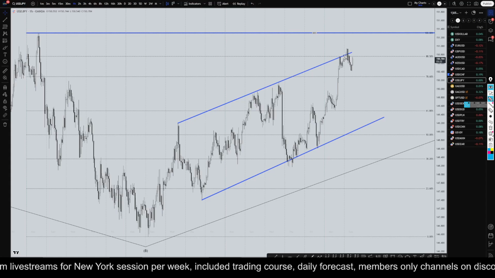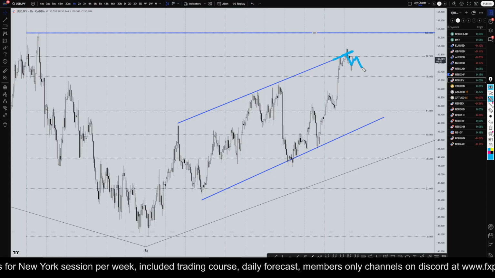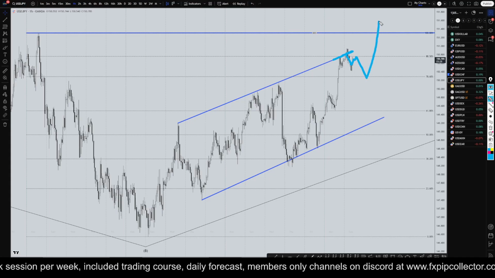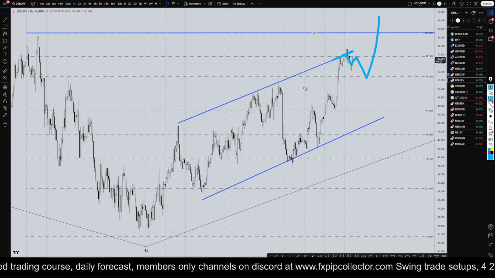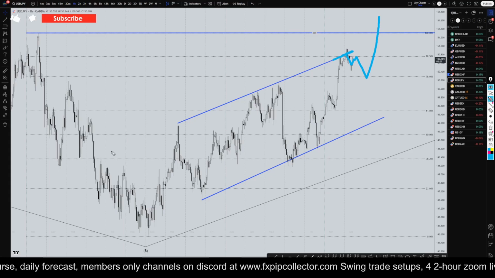It probably is going to try to pull back because we are at the top of the channel, so it probably will try to pull back, but I think it's going to break out to the top side when it's ready and confirm that the higher time frame is in an uptrend.